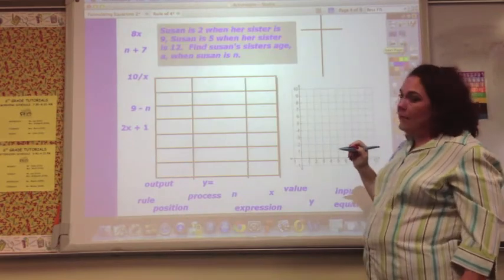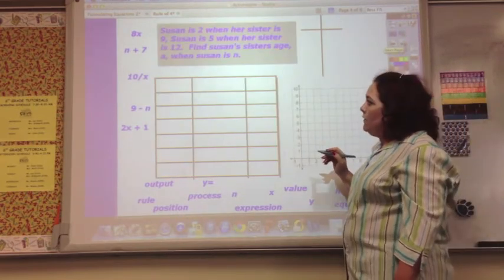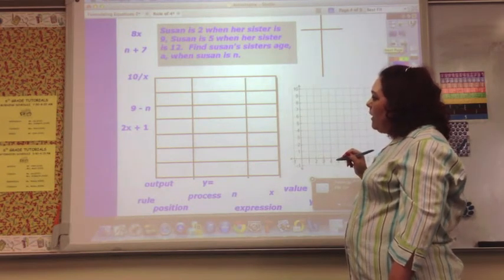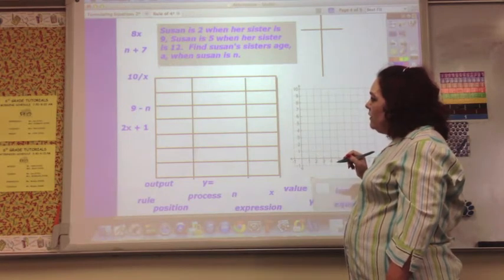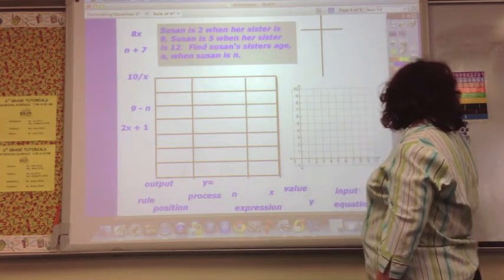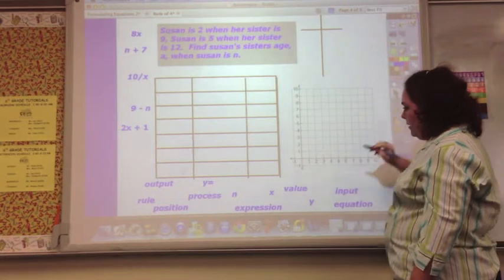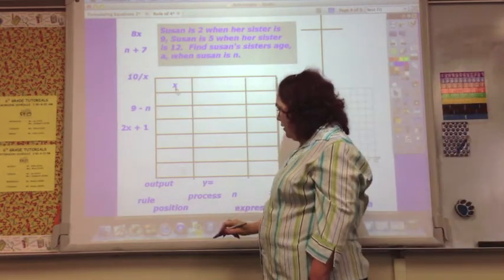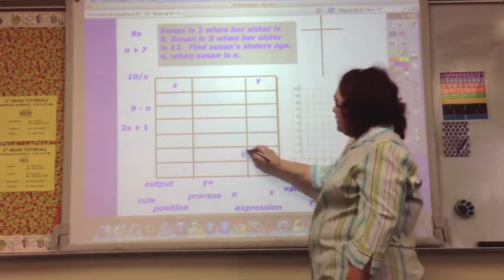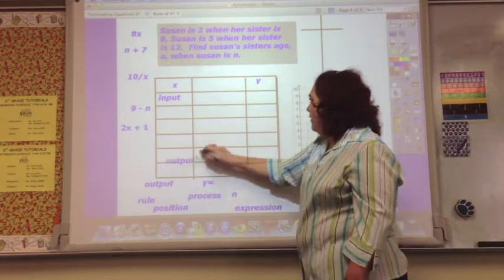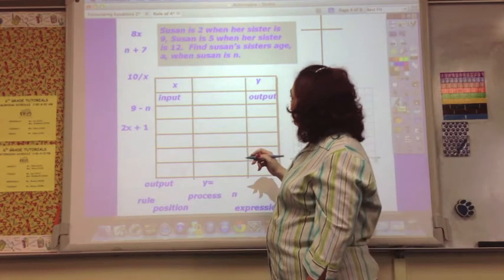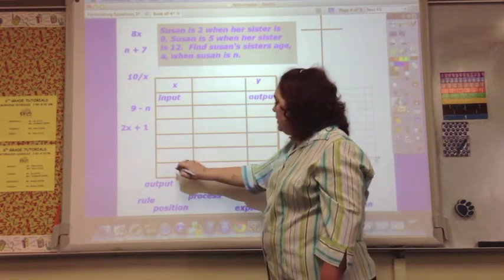So this is the last example we're going to do today. Susan is 2 when her sister is 9. Susan is 5 when her sister is 12. Find Susan's sister's age, A, when Susan is n. Okay, so it's a lot here, but if we just break it down, and we're going to put X here, and Y here, and the input here, and the output here, and we're going to fill in some of these spaces. So it says when Susan is n, so that goes down here.